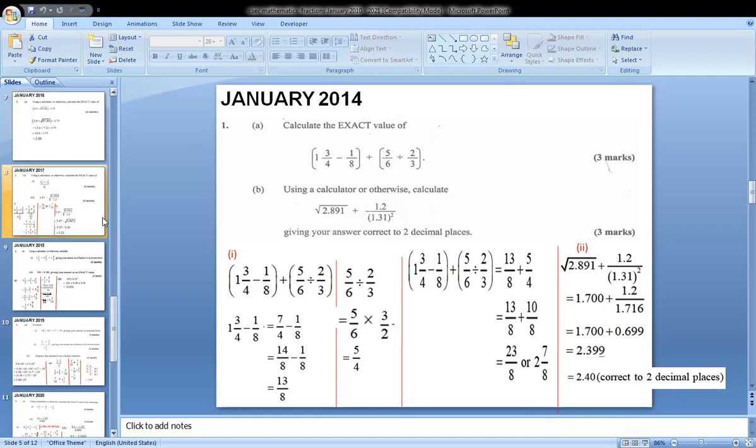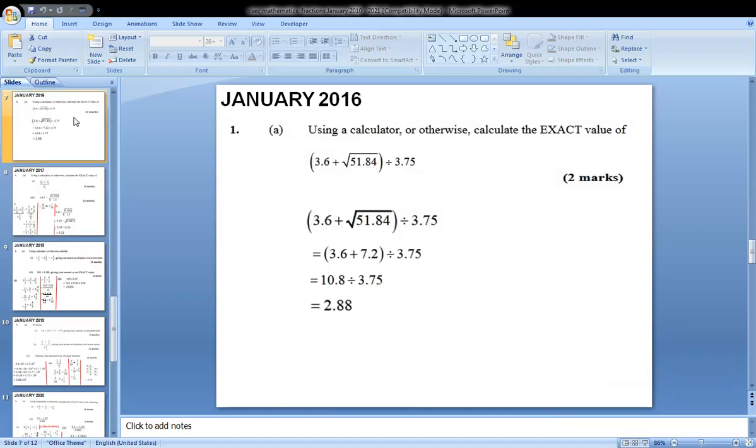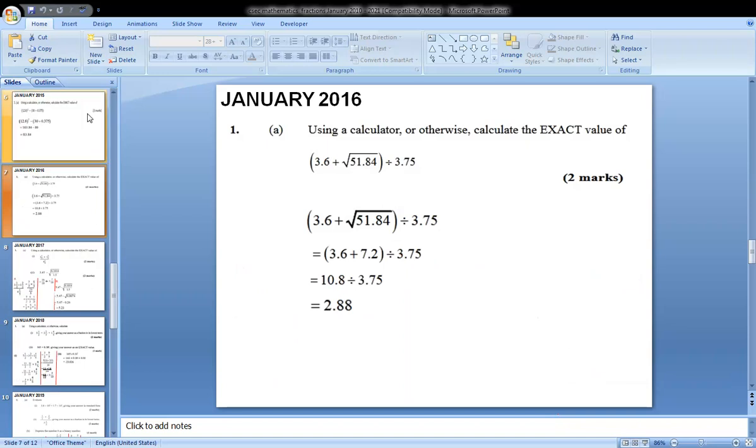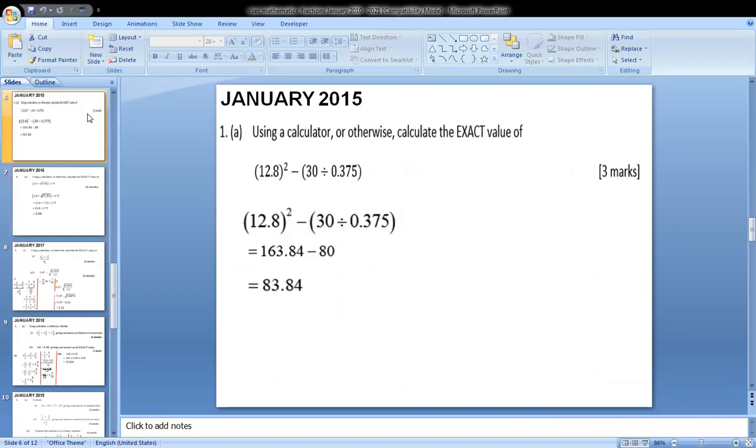Let's move on to the 2015 general paper. So the first question, the A part says using a calculator or otherwise calculate the exact value of 12.8 squared, and you're going to subtract that from another part, 30 divided by 0.375. That is 3 marks.